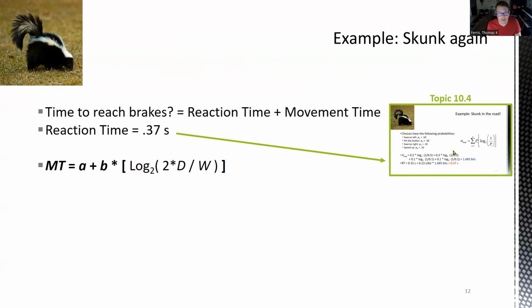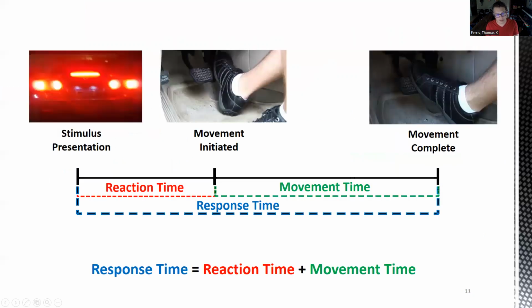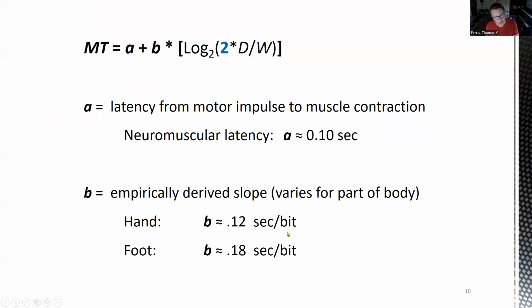Okay, so I got to add that to the reaction time to get the overall time to reach the brakes, right? So, all right, A plus B times our index of difficulty. We're going to use the constants that I just introduced. A is 0.10. I am using my foot to do this control movement, right? So it's going from gas to brake. So I'm going to use this 0.18 seconds per bit constant. If it were my hand, make sure you're using the hand one, right?